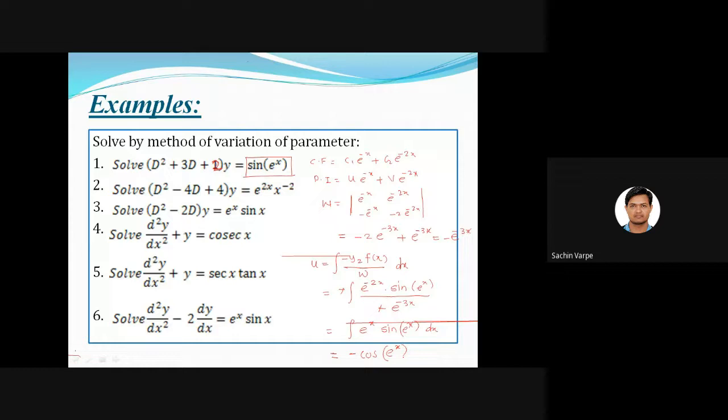And then for v, integration of y1 into the right hand side function upon w. So integration of y1, what is y1? It is e raised to minus x into f of x, that is sine of e raised to x, upon Wronskian, that is minus e raised to minus 3x.